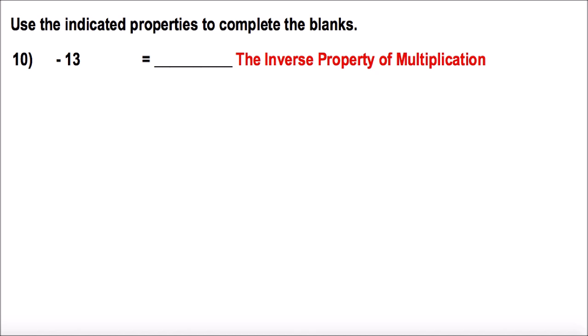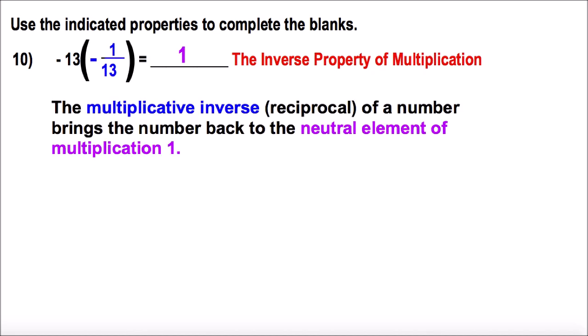Now, utilizing negative 13 and the inverse property of multiplication, we should multiply by the multiplicative inverse, or the reciprocal of a number, which brings the number back to the neutral element of multiplication, 1. So the reciprocal of negative 13 is negative 1 over 13, and the product of those two numbers equals 1.